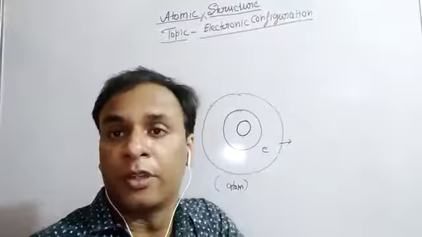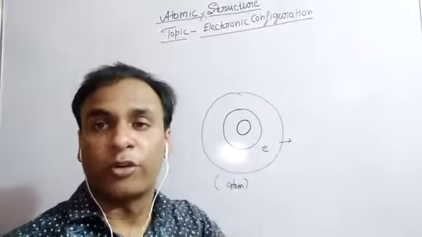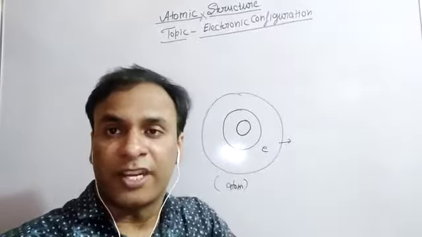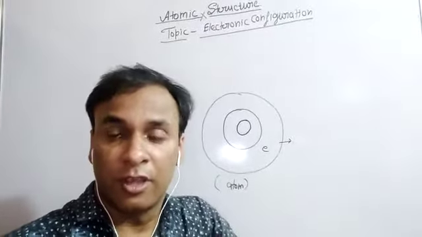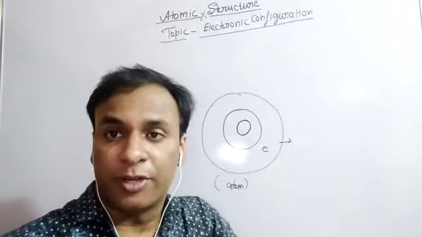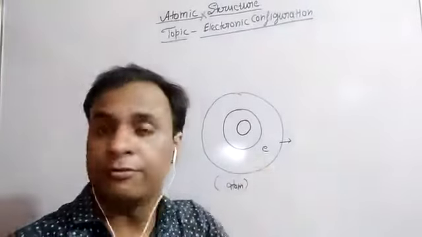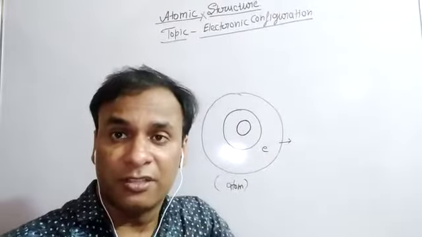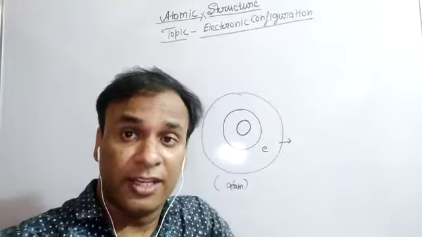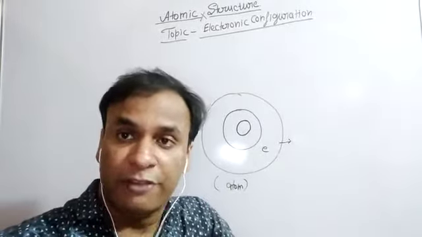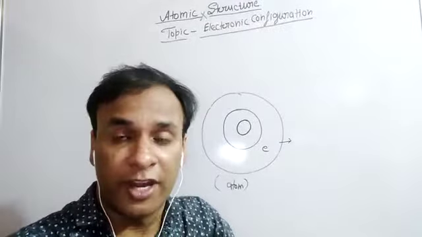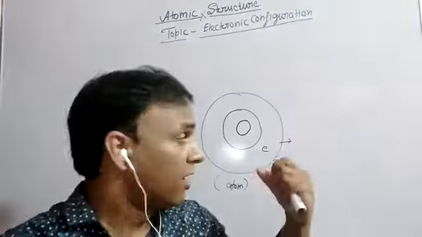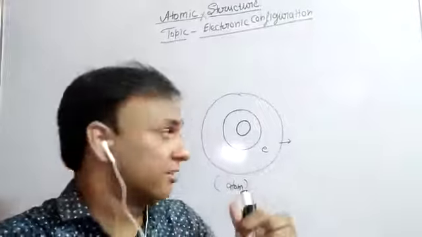Hello everyone. Today my topic is the electronic configuration. Before starting the electronic configuration, we need to understand a few more terms. According to the modern atomic model, which is based on the wave nature of the moving electron, an atom has two parts.